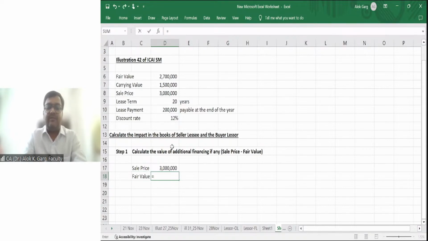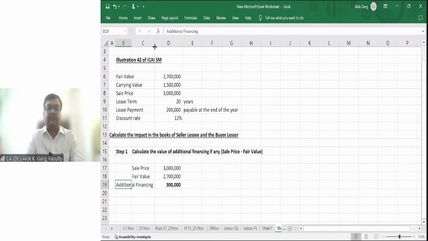Why have I given 5,000 extra to Rahul for the sake of additional loan? For 1.75, I got the car, but for the additional 5,000, it is more like a loan. So this will be the additional financing. 3 lakh rupees is the additional financing.